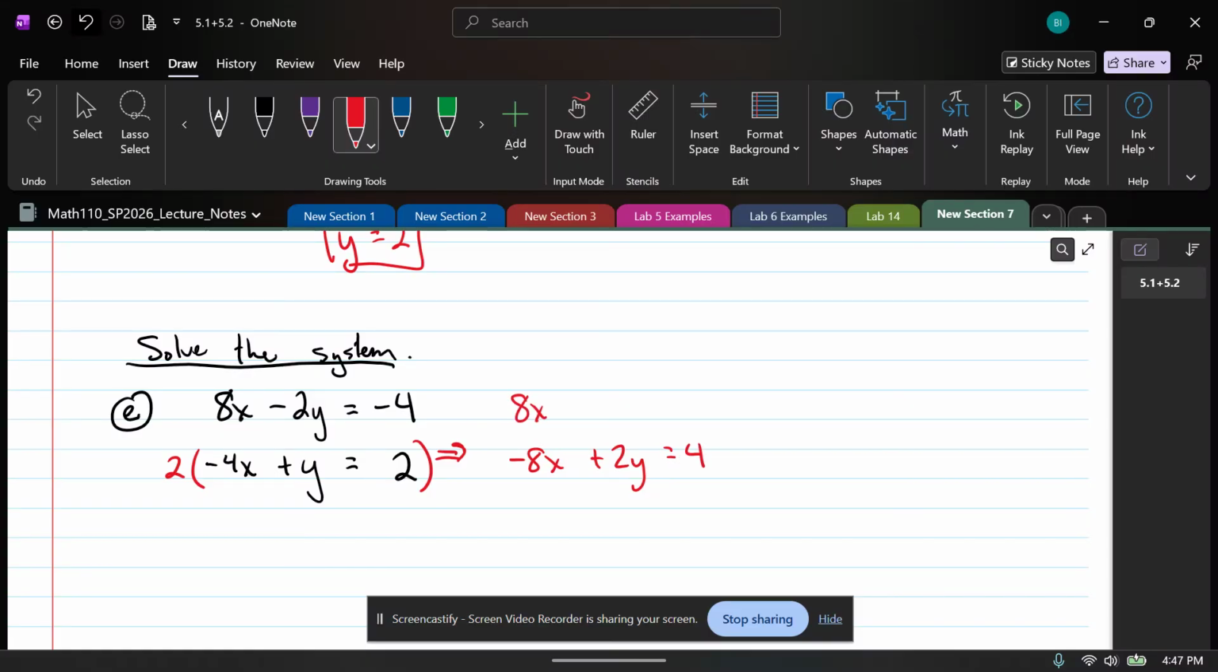And that's going to convert over to be negative 8x plus 2y equals positive 4. And here we have 8x minus 2y equals negative 4. So the top one didn't change. The bottom one did change. Now we go to add them together.